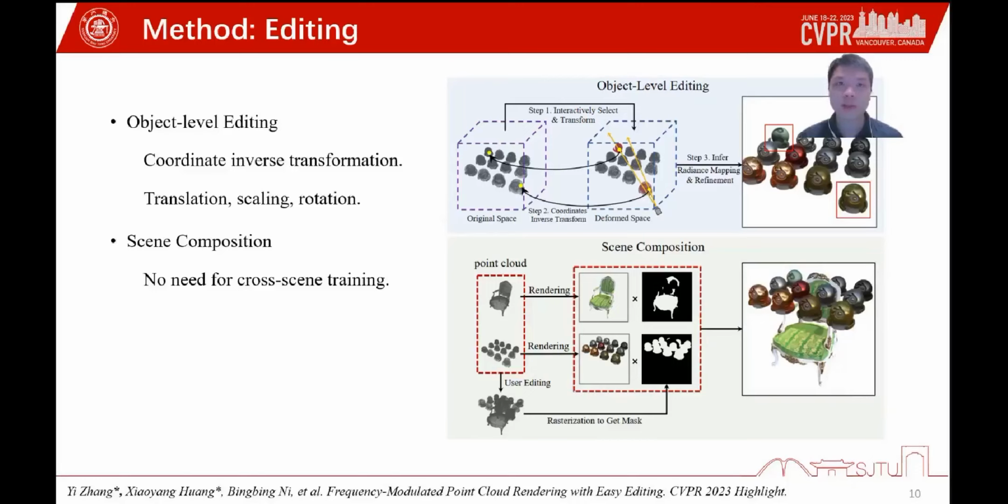For scene-level composition, we render each scene respectively to obtain an RGB image for each scene and generate a mask by comparing the G buffer for each pixel. Then we combine the images together using the generated mask. This method can combine different scenes without the need of cross-scene training.